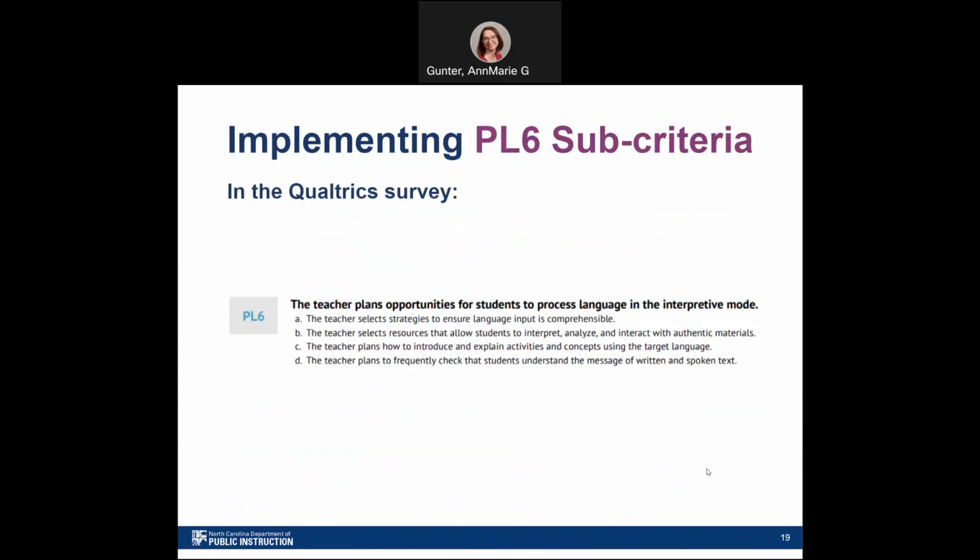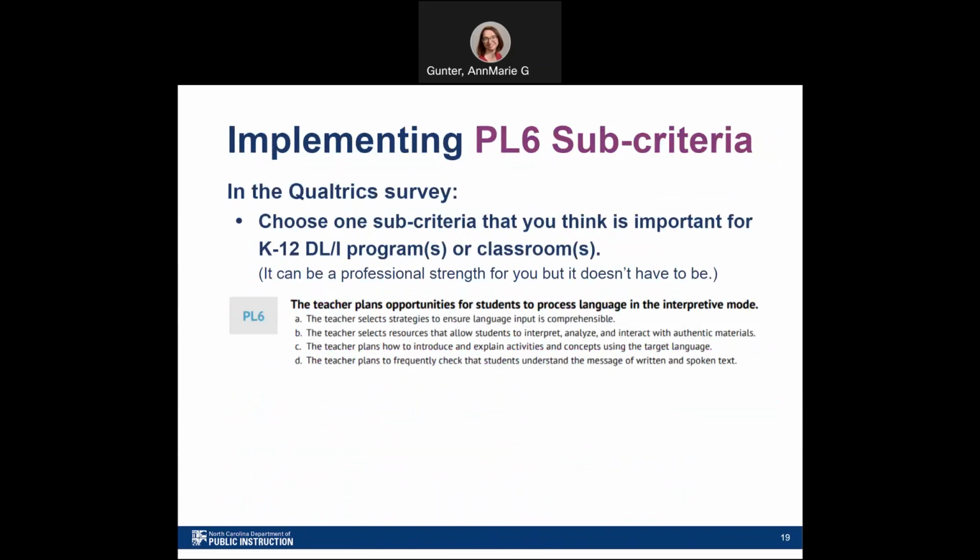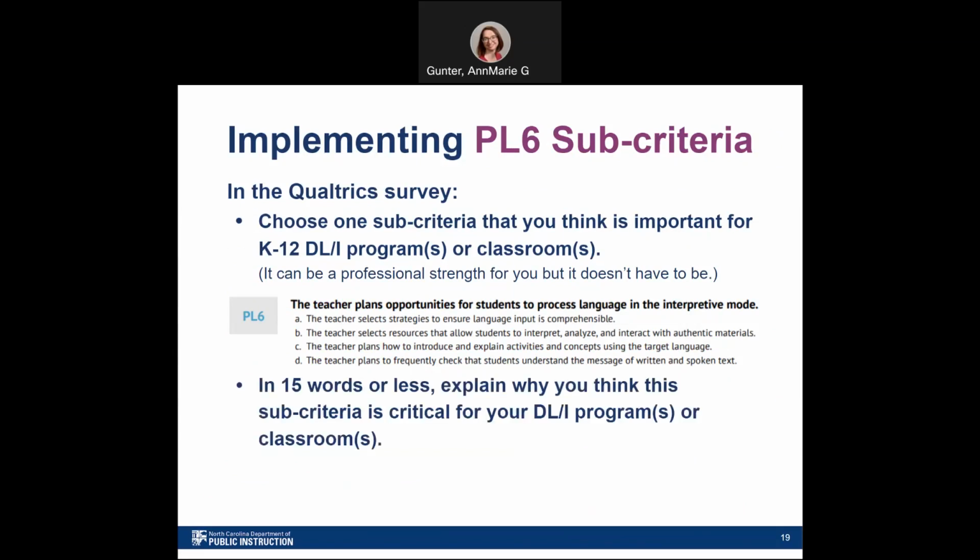Once you do that, we'd like you to explore this further by choosing one of the subcriteria that you think is important for K-12 DLI programs or classrooms. And for this next part, it can be one of the professional strengths you chose, but it doesn't have to be. It's up to you which one you want to focus on. They're all on the screen again, and of course I know you have your handout, and in the survey they're visible too. But you'll choose just one of them. Then, in 15 words or less, explain why you think this subcriteria that you chose is critical for your DLI program or classroom. Or if you have multiple DLI programs or classrooms, consider that as well.